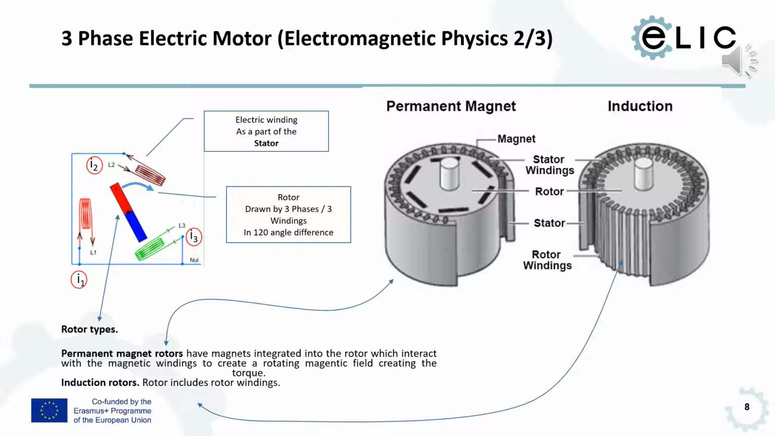This slide shows two types of rotors. One is a permanent magnet rotor and the other one is the induction rotor. Permanent magnet rotors have magnets integrated into the rotor, which interact with the magnetic windings to create a rotating magnetic field, creating the torque. The other one is the induction rotor used in induction motors, and here to create these magnetic fields the rotors include rotor windings.